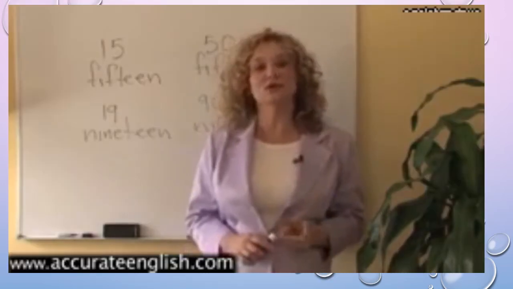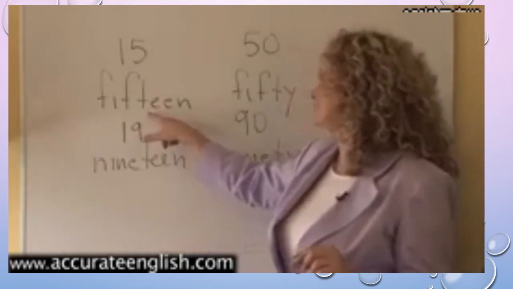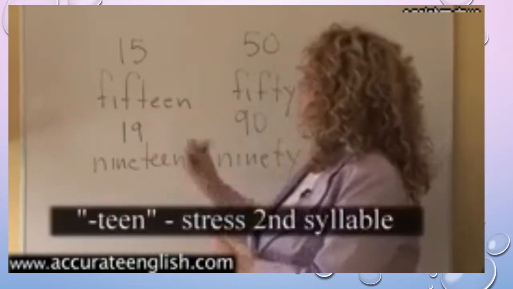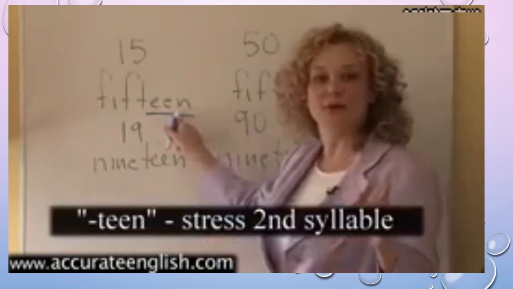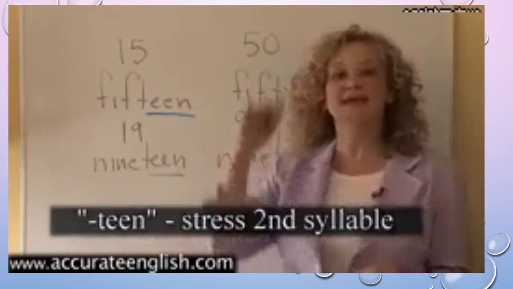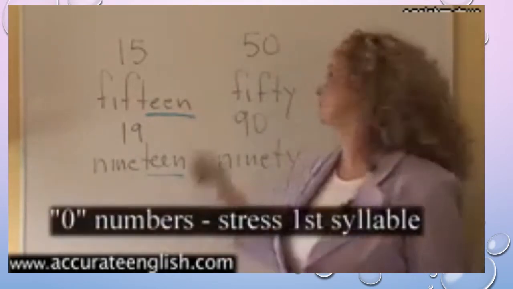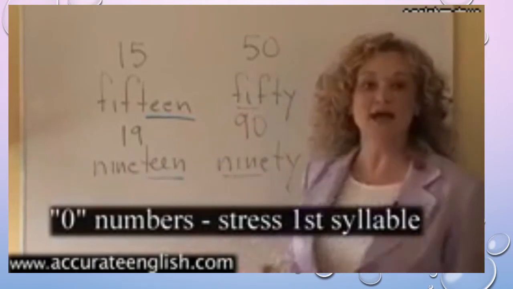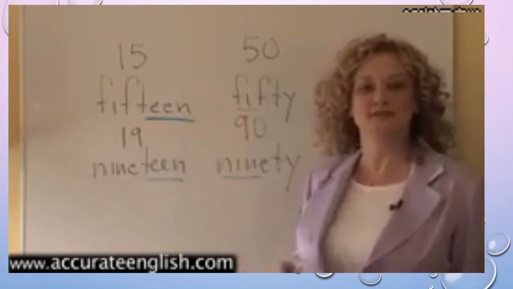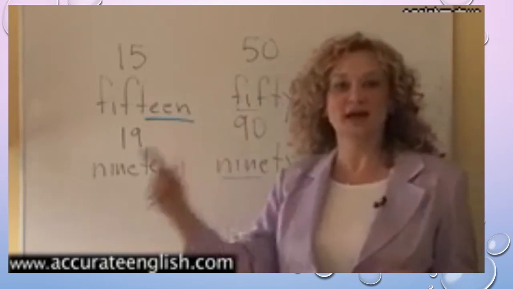I would like to teach you about pronouncing numbers. The first thing that you need to know is that for the numbers that end in teen, we stress the second syllable. So when we say 15, we emphasize this part. Repeat after me. 15, 17, 19. However, when the numbers end in 0, we emphasize the first syllable. 50, 90. So repeat after me. 15, 50, 19, 90, 1990.